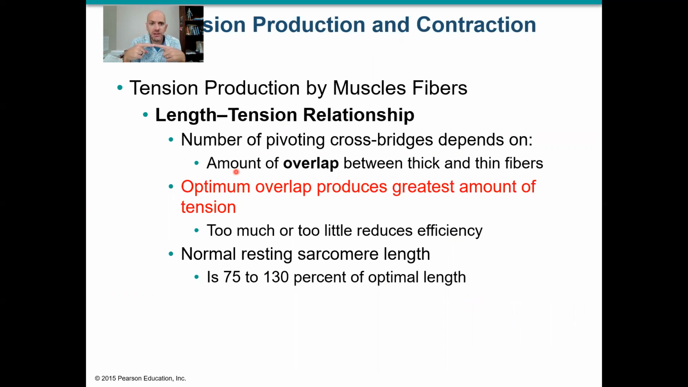A length-tension relationship. And it kind of makes sense. There's an optimum overlap between the actin and myosin, whereby all of the myosin heads that are present are able to bind to all of the actin active sites that are also available, okay? And so if it's too short, not good. If it's too long, also not good, but just right. It's a Goldilocks principle applied to length of the sarcomere.